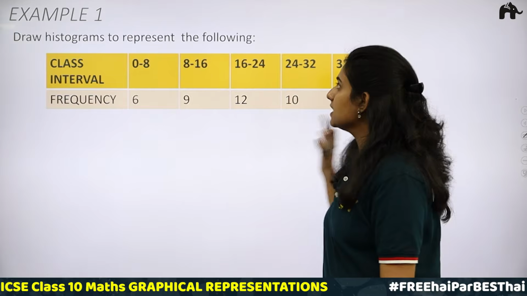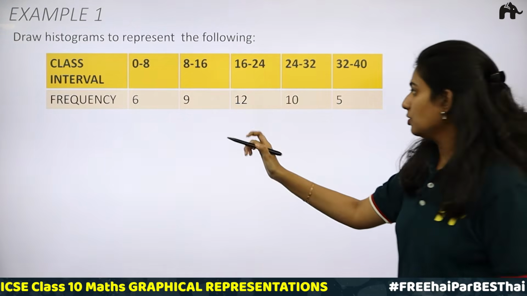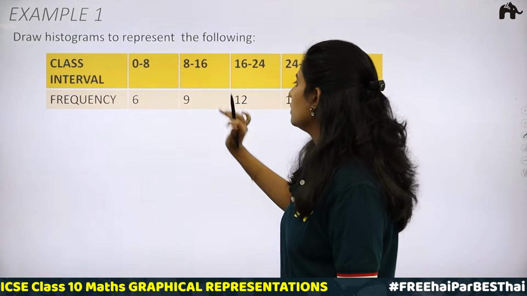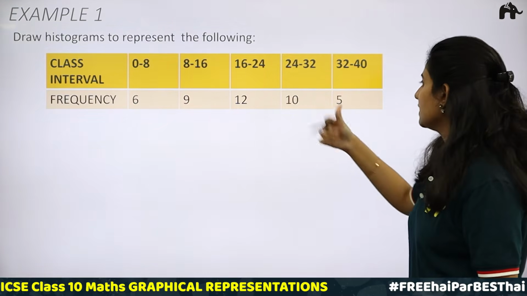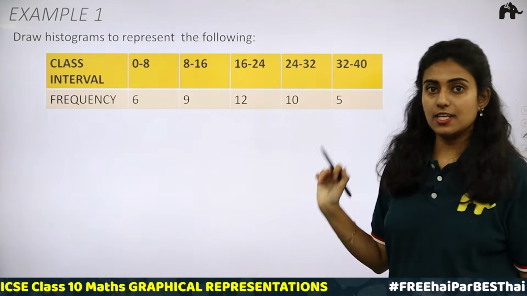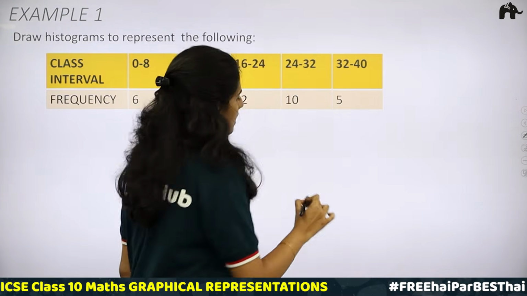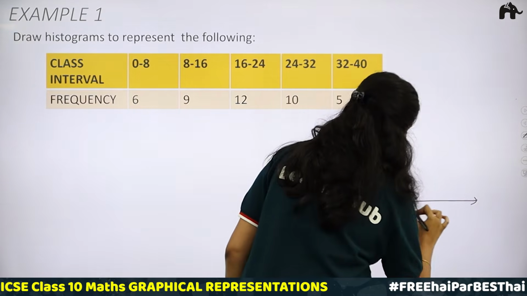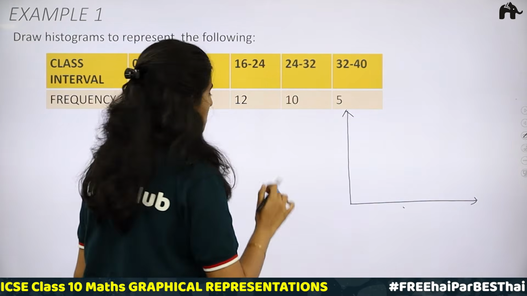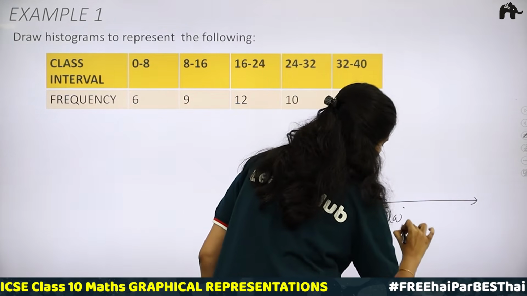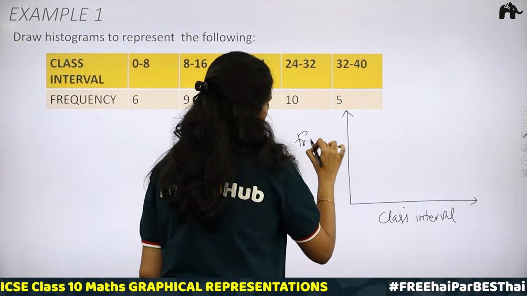Let us take an example. Draw a histogram to represent the following. Here class intervals and frequencies are given. The interval 0 to 8, the frequency is 6; 8 to 16, frequency 9; 16 to 24, frequency 12; 24 to 32, frequency 10; 32 to 40, frequency 5. So let us construct a histogram. The first step is to take the x and y axes. So this is the x-axis and here we have the y-axis. On the x-axis we are marking the class interval, right? On the y-axis, frequency.